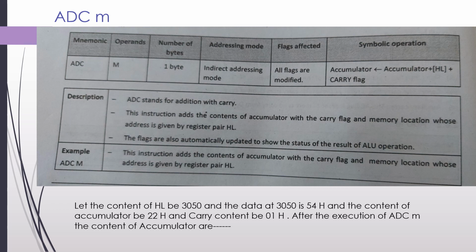So you need to write the example which I have shown here. You need to consider, let the content of HL be something, and then let the data at that address be something, and then after the addition, what is the content after the execution. I have not written the answer here. You need to find out after the addition of 54 plus 22 plus 01.